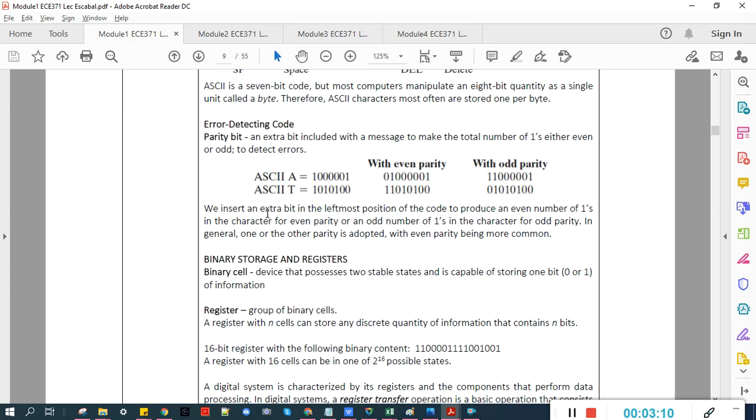We insert an extra bit in the leftmost position of the code to produce an even number of ones in the character for even parity, or an odd number of ones in the character for odd parity. In general, one or the other parity is adopted, with even parity being more common. So we can use either even parity or odd parity to detect errors, but the most common is even parity.